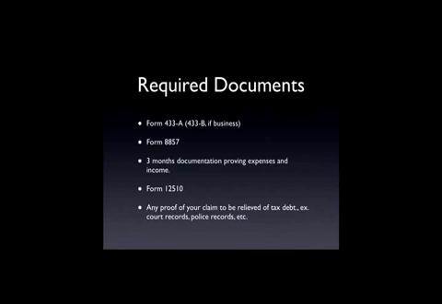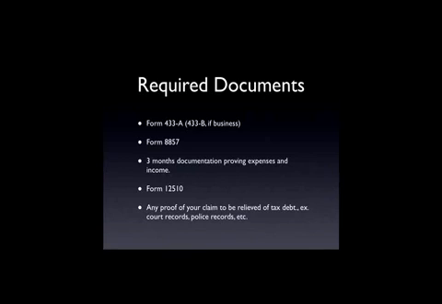We need to fill out a Form 433A, which is called a collection information statement for individuals and self-employed people, and a 433B if you have an LLC or a corporation. So let me make that a little more clear. You need to file the Form 433B if you have a limited liability company or a corporation. You can probably get away with the A if you're a sole proprietorship, self-employed in that fashion. You also need to fill out a Form 8857. You have to provide three months' worth of documentation proving your expenses and income, and a Form 12510. And you need to also provide any proof of your claim to be relieved of your tax debt.